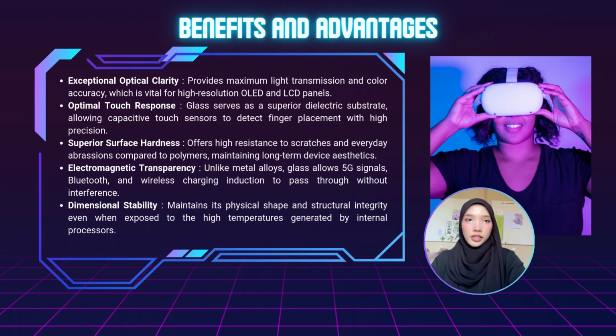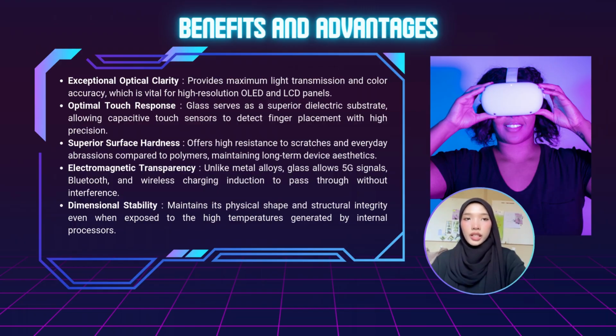To start, let's look at why glass remains the gold standard for electronics despite being such an ancient material. First and foremost, it's about optical precision. Glass offers a level of clarity and color accuracy that plastic simply can't match, which is why your OLED and LCD screens look so vibrant. Beyond aesthetics, it's a functional necessity for touch interfaces.